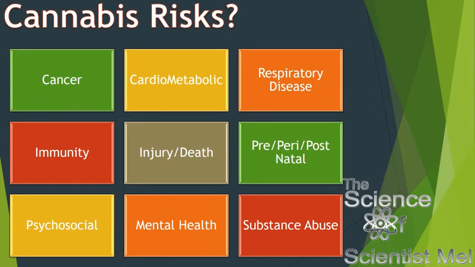So for the risks, they took a look at cancer, immunity, psychosocial, cardiometabolic, injury, death, mental health, respiratory disease, everything to do with mothers and babies, as well as substance abuse. They also looked at whether or not marijuana was a gateway drug. So they wanted to look at the studies and see, because you hear, well, marijuana is a gateway drug and it can cause cancer and lung cancer and all of these different things. So they wanted to take a look at this and essentially just say, all right, what does science say?